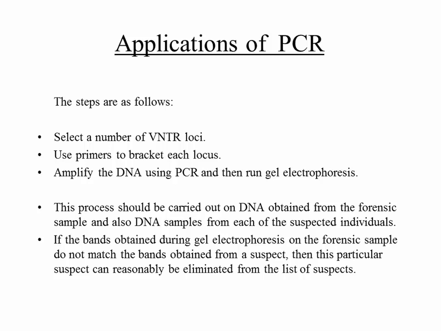This process should be carried out on DNA obtained from the forensic sample and also DNA from each of the suspected individuals. If the bands obtained on the forensic sample do not match the bands obtained from a suspect, then you know that this particular suspect can be reasonably eliminated from the list of suspects. But if there is a match, does that mean that person is the culprit? Not necessarily, but one can do calculations to estimate the probability that this is the person.